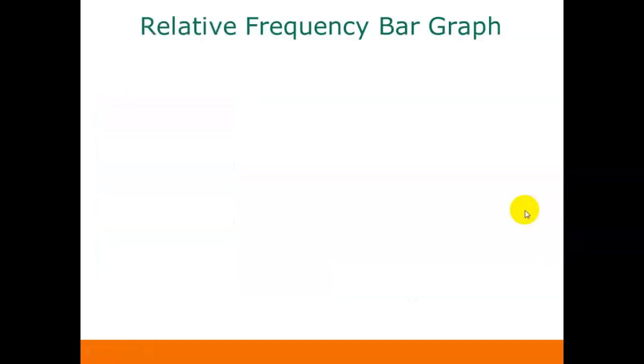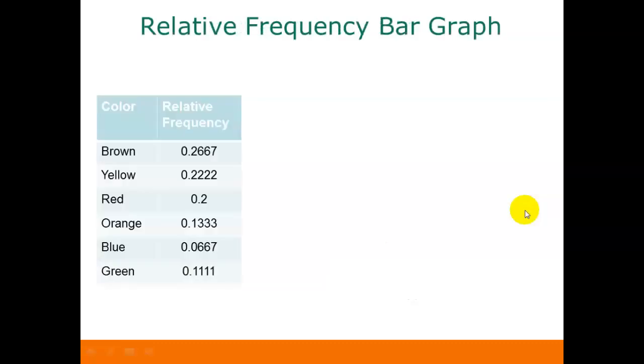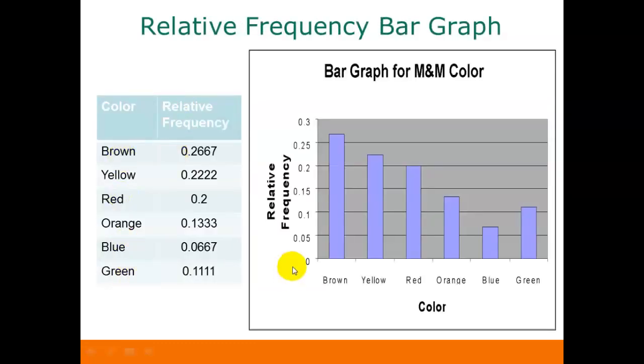Now for our relative frequency bar graph, here are our colors and our relative frequencies, and here's our graph. The only real difference between this and our frequency bar graph is what happens on the vertical axis. Here we have relative frequencies, so we have decimal values instead of the actual frequencies or counts for the categories. For our red category, we can see that the height of this bar goes up to about 0.2.